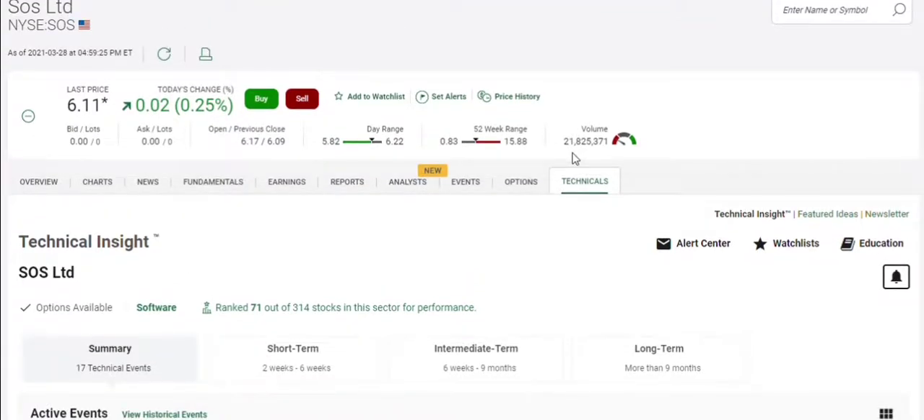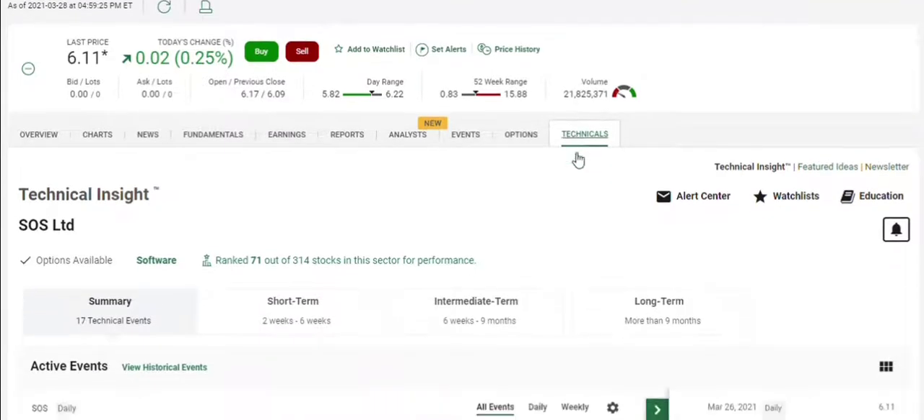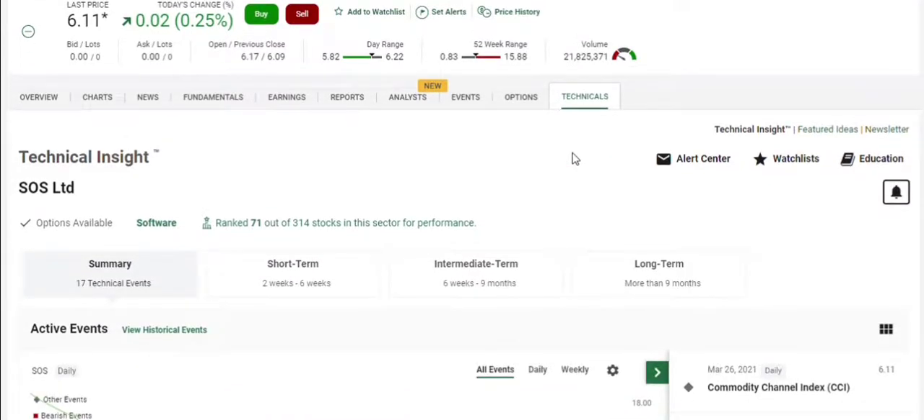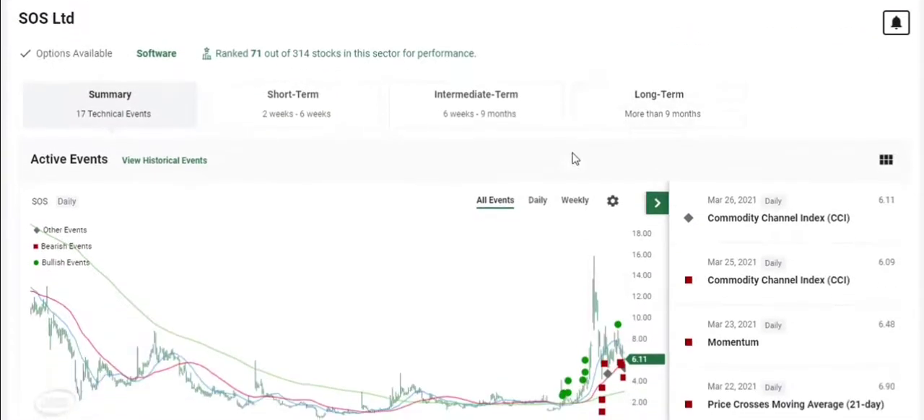It's Sunday, March 28th. Today I'm going to go over SOS with you, look at some technical insight, short selling activity, institutional holdings, the Quant computer estimates, and I'm also going to show you something I've noticed with the daily chart over the last few weeks.